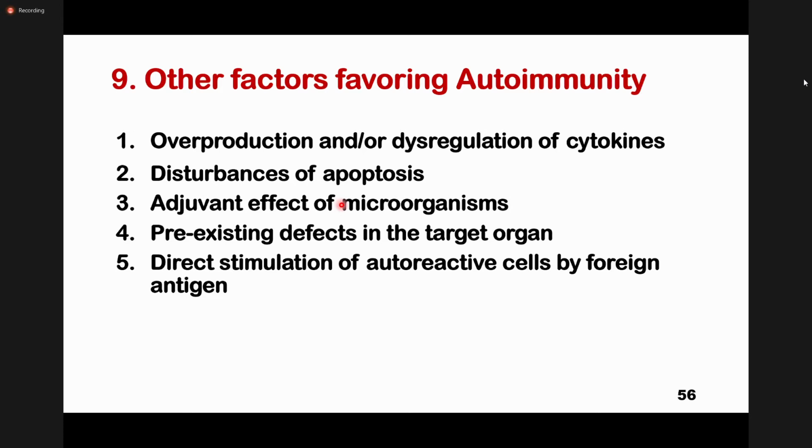There are other factors for autoimmunity that you don't have to remember. I just listed these. Besides those, there are other factors as well, or other mechanisms.